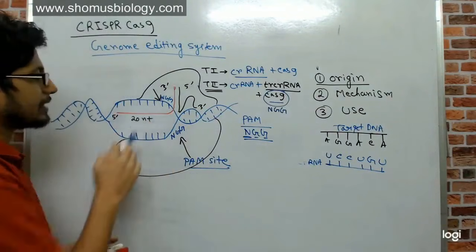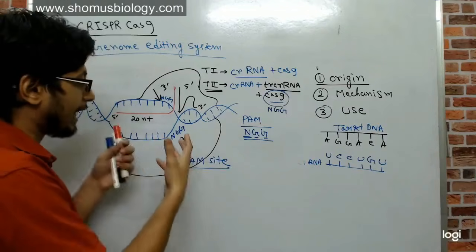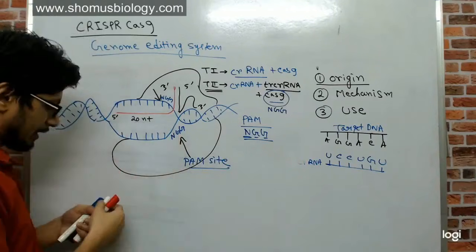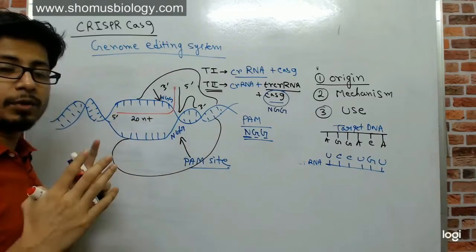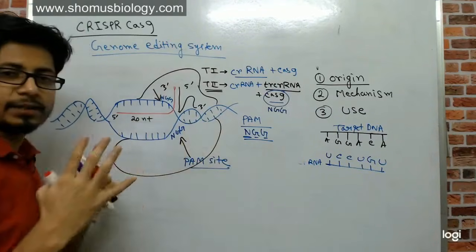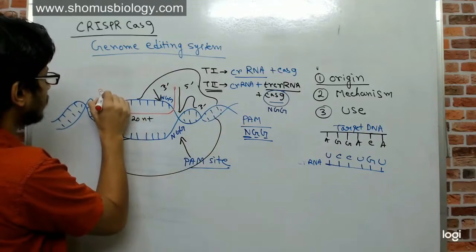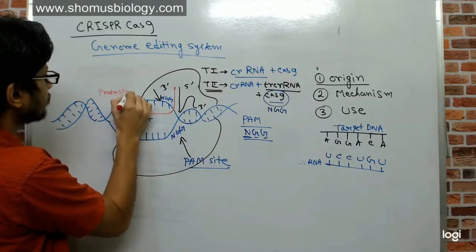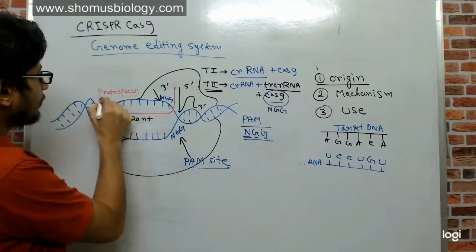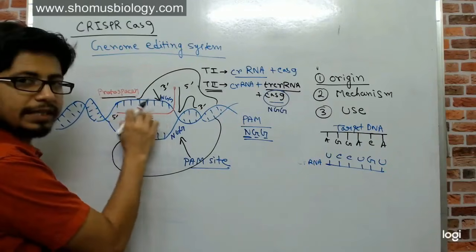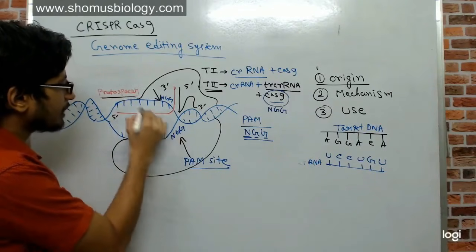Now you may have a question: if it is a protospacer adjacent motif, then what is the protospacer? The protospacer is the stretch of the DNA where the Cas9 and CRISPR RNA bind. This is the protospacer region. The region of the DNA where the cRNA will bind is known as the protospacer.